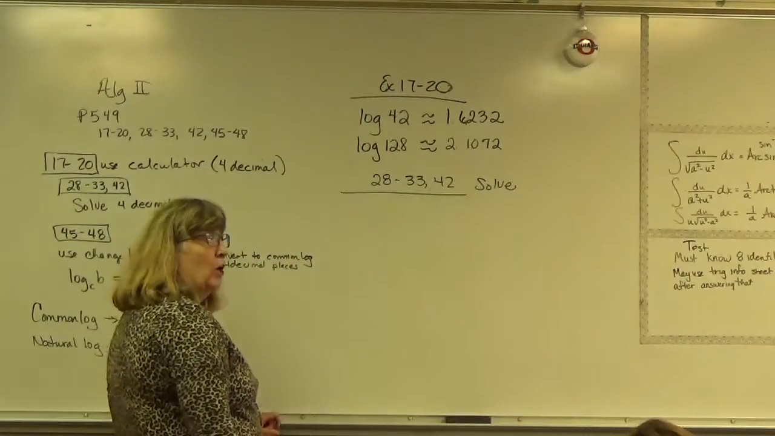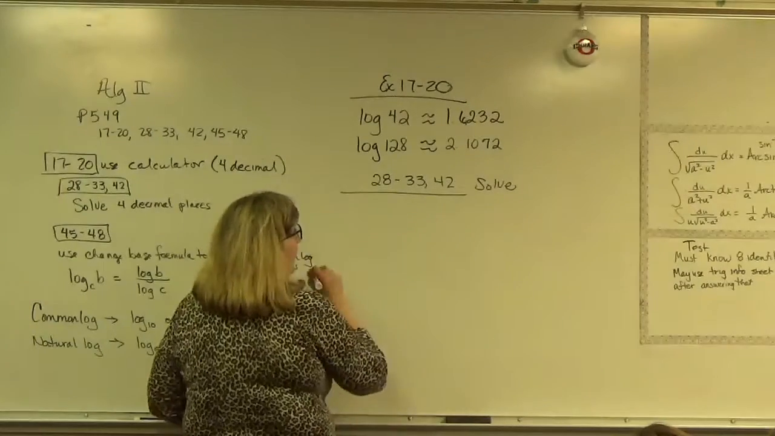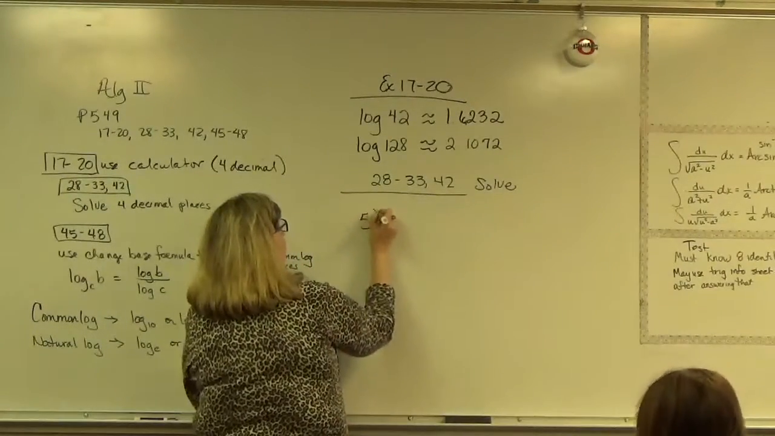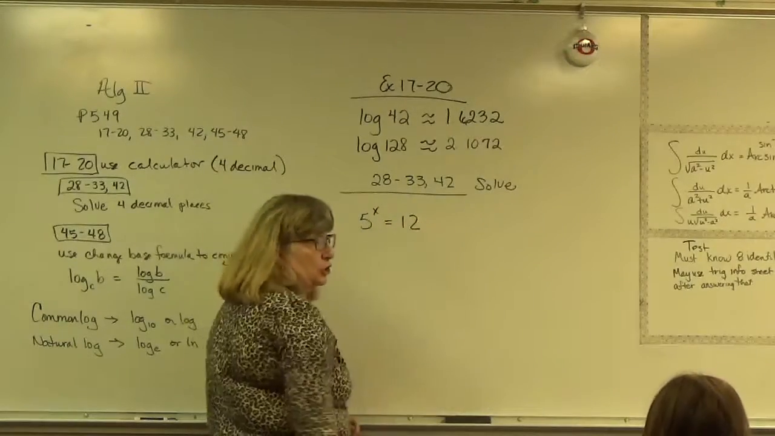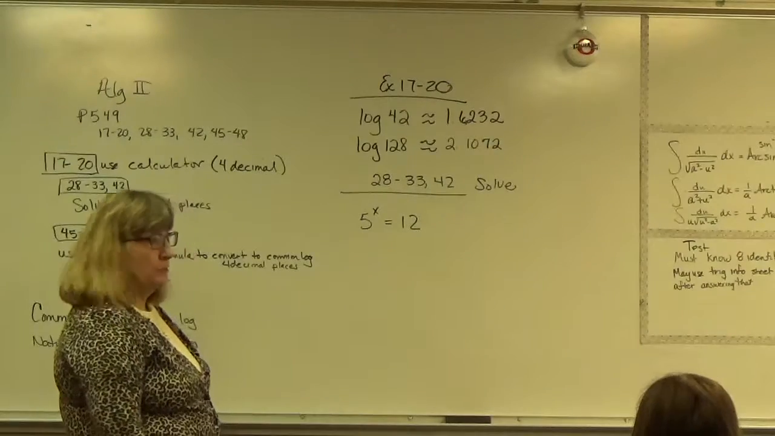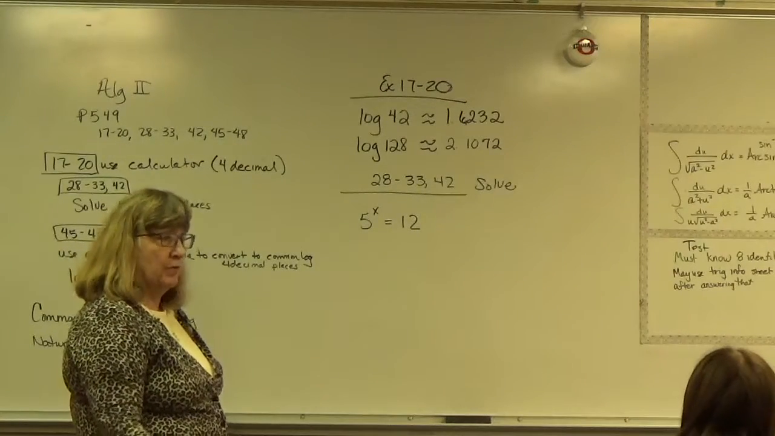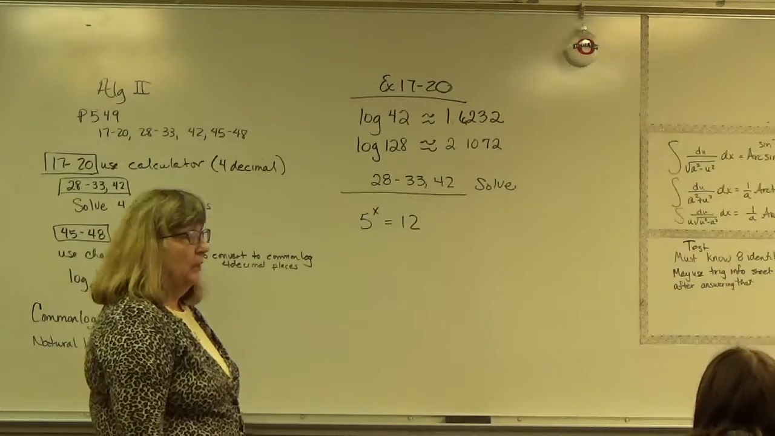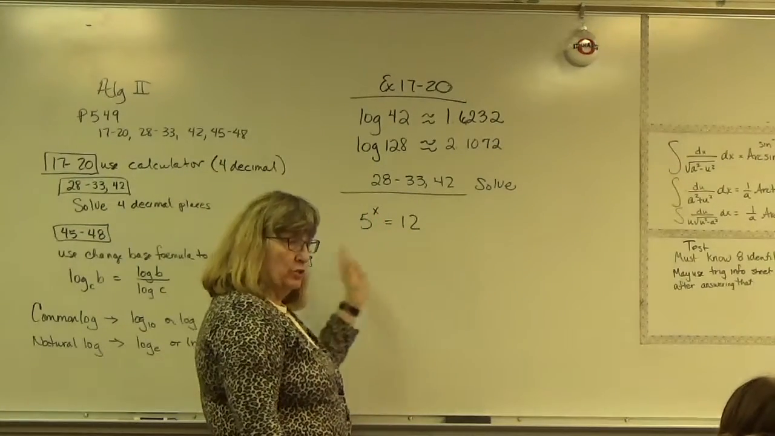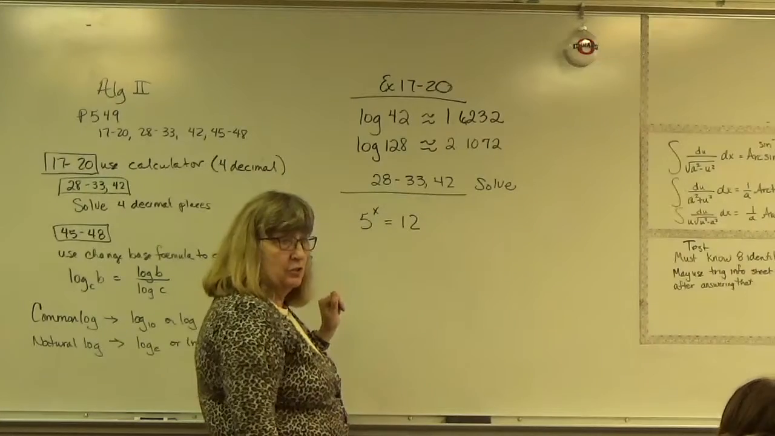Now, this is why logs are still here. This first one, I don't want you to write it down. I want you to just watch it. We've done problems like this before. What did we have to do with before? Where's my variable? It's in the exponent, right? So didn't we have to get same bases in order to solve? Remember doing that at the very first of this chapter?